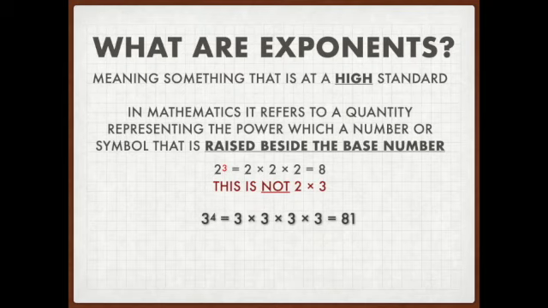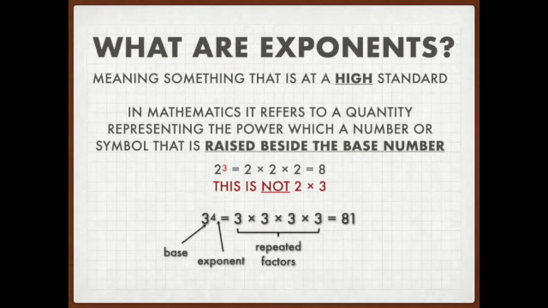Here we have 3 to the fourth power. Okay? The 4 is the exponent. It's the raised number. This is going to be 3, a total of 4 times. Not 3 times 4, but 3 times 3 times 3 times 3. So I do 3 times 3, which is 9, 9 times 3, which is 27, and then 27 times 3, which is 81. Okay, so the 3 is the base number, 4 is the exponent.